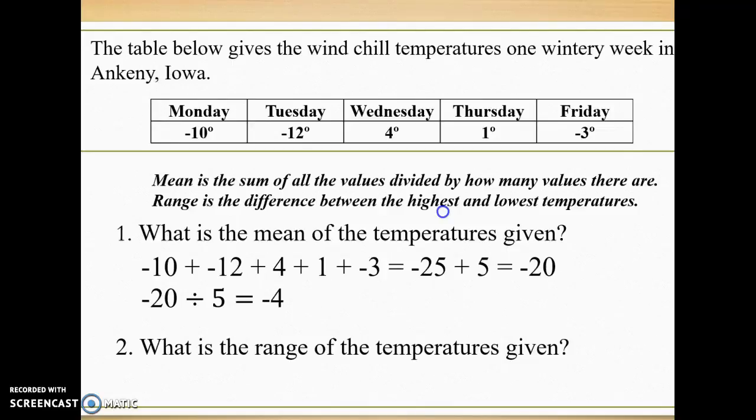The highest temperature is 4 minus the lowest temperature, which is -12. Now 4 minus -12 is the same as 4 plus 12, which gives me 16. Another way you can look at this is on the number line: the range is how many units you count between the highest temperature, which is 4, and the lowest, which is -12. You count and you would see you have 16 units there.